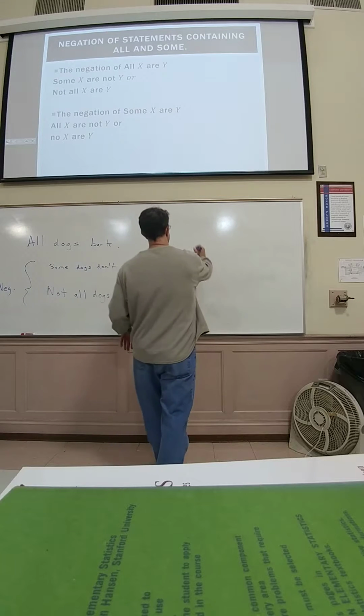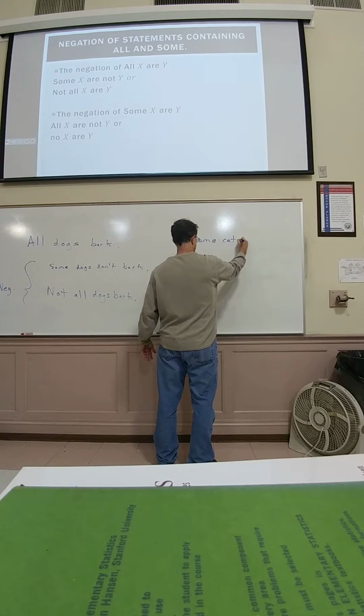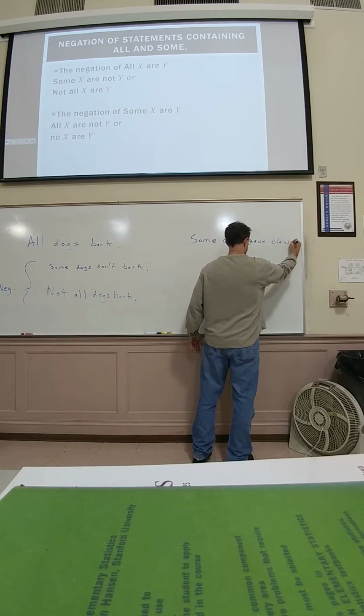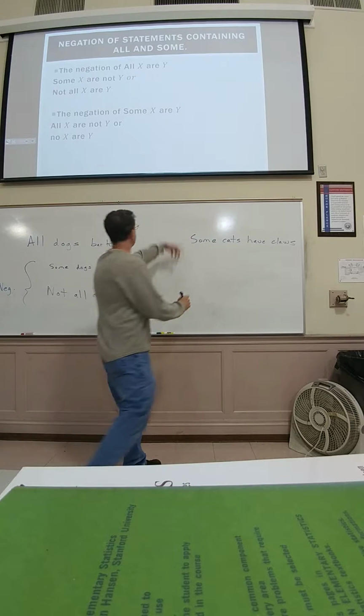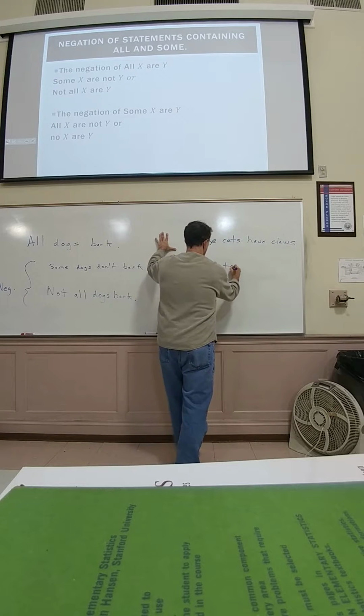Now, if you start out with some, so if I say some cats have claws, well, I actually do have to show that all cats don't have claws.